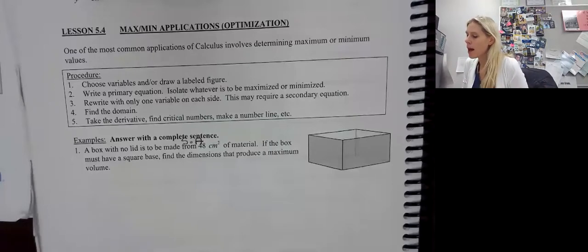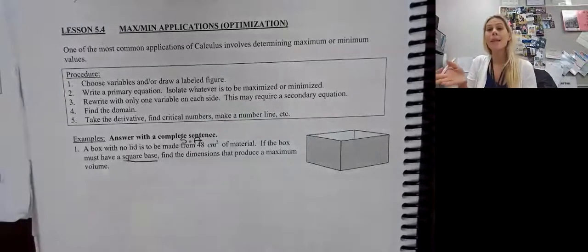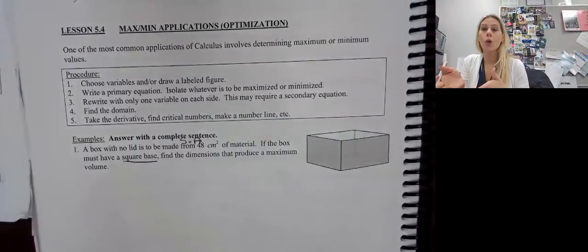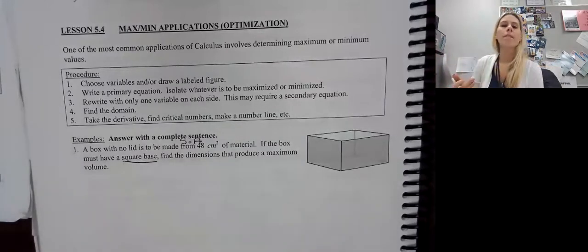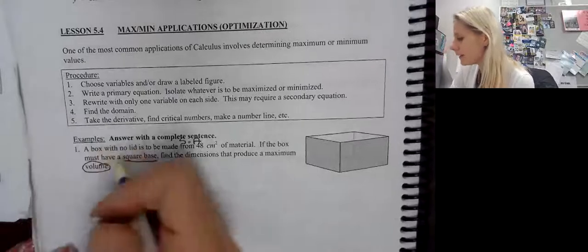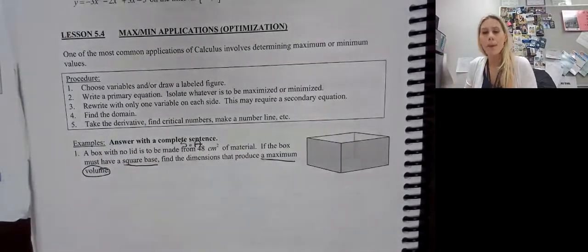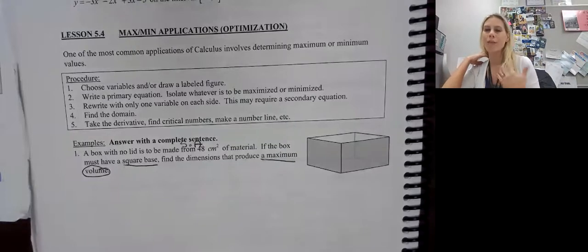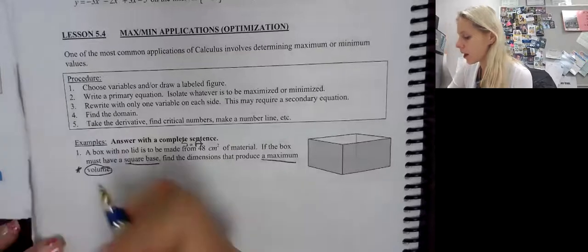If the box must have a square base, what does that mean? A square base. That means the length and the width are going to be the same variable, right? Because square, the sides are the same length. Find the dimensions that produce a maximum volume. So this is what we're trying to find, a maximum volume. So actually, our primary equation is going to come from what we need to find. So our primary equation is going to be our volume.